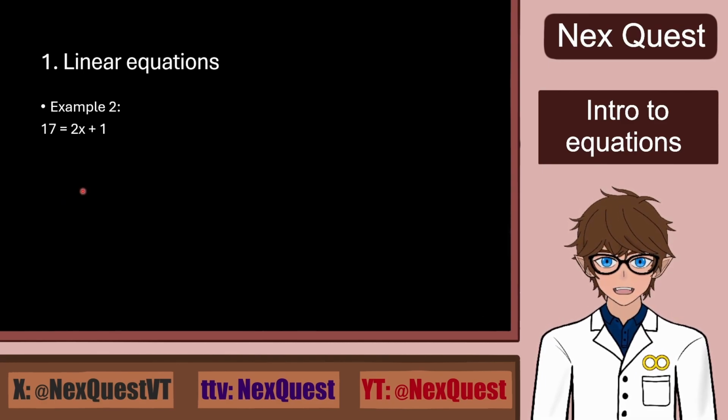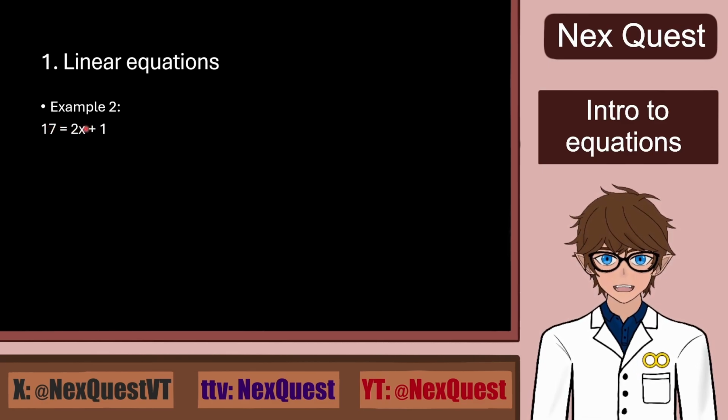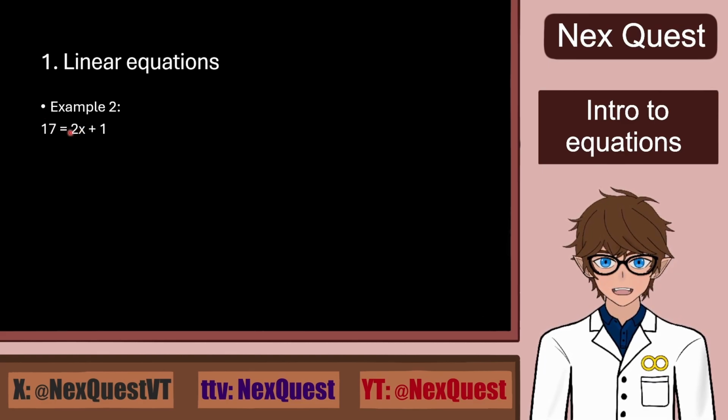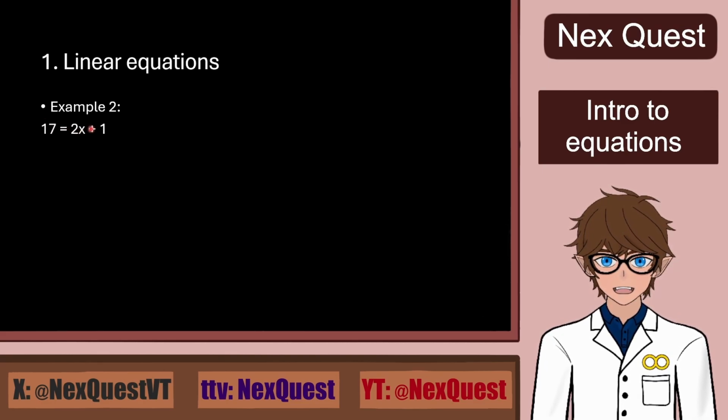Now to get to example number 2. Here we have x on the right side, and we have 17 equals 2x plus 1. So we don't have to move x to the left, because it doesn't matter on which side it is. It's an equation, which means that even if we change where the x and the numbers are, it's all gonna still be the same as long as we follow the rules.